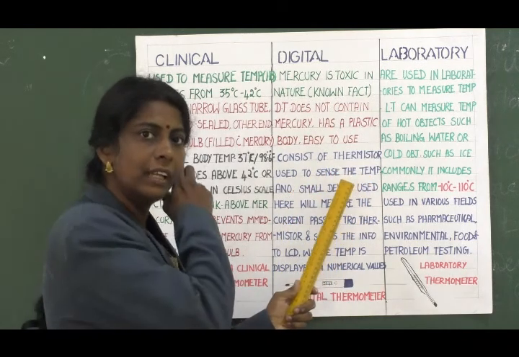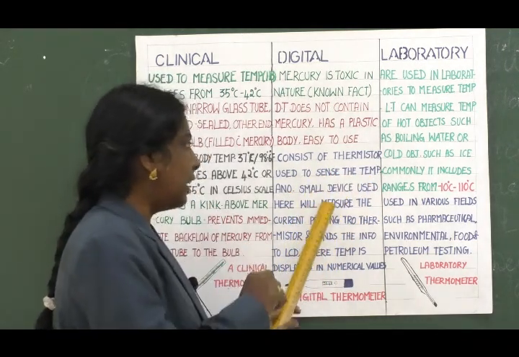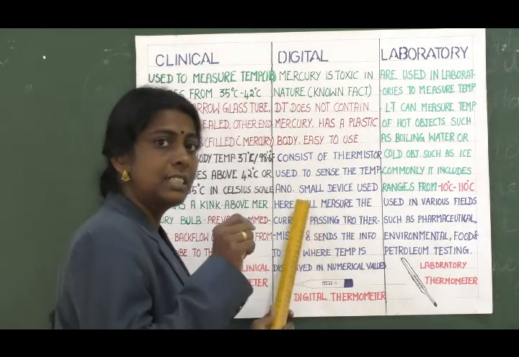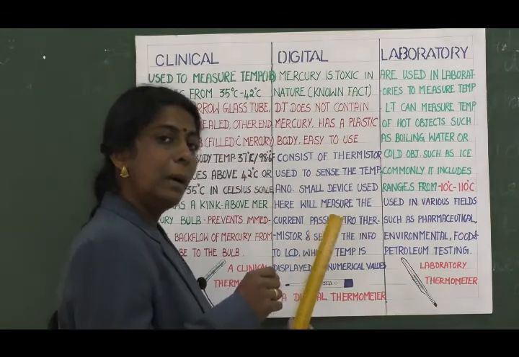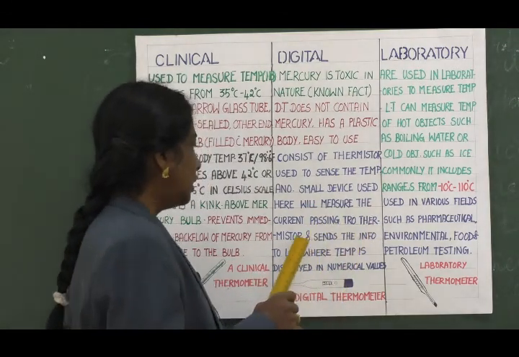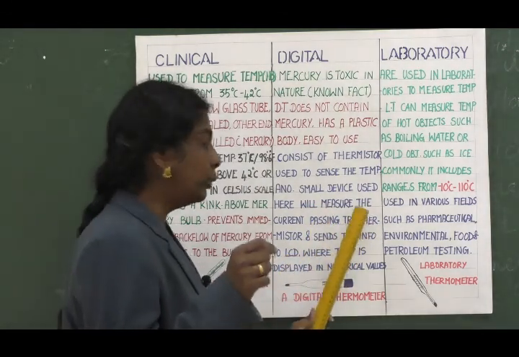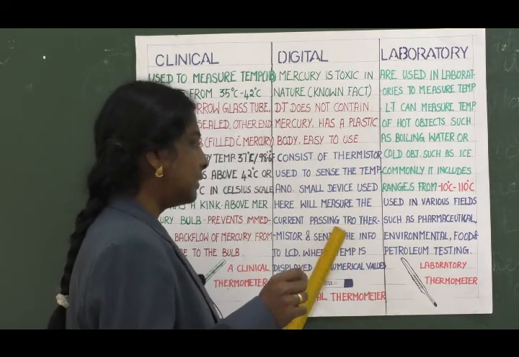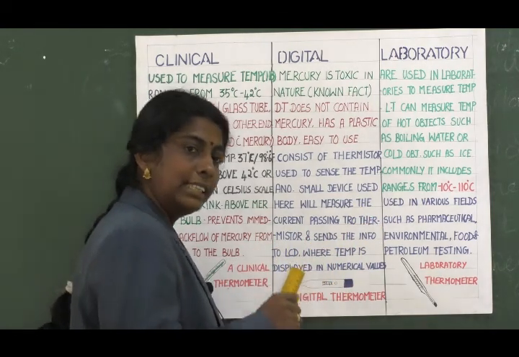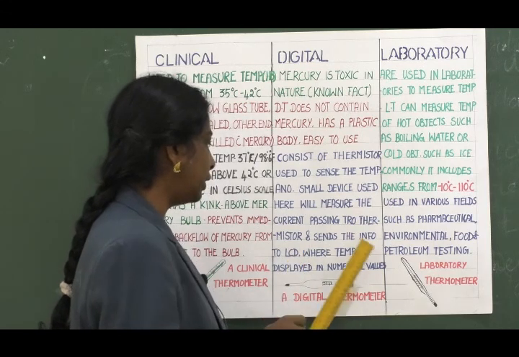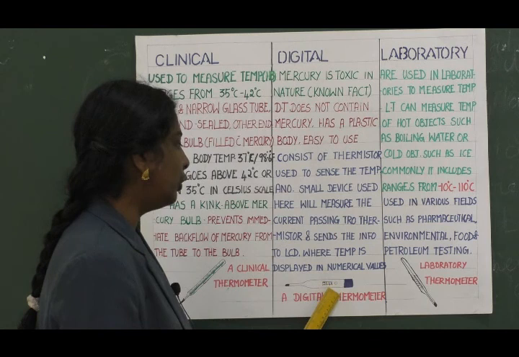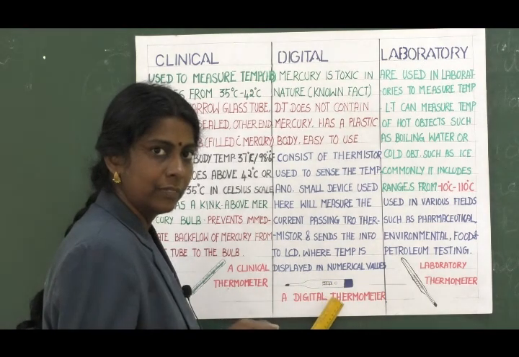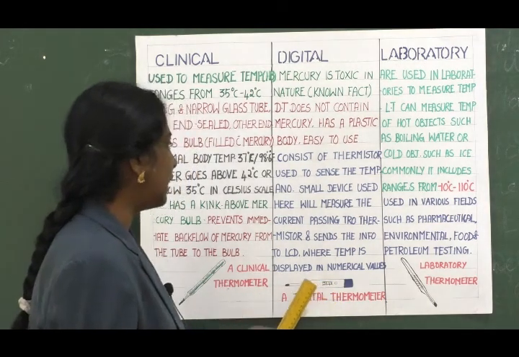The temperature. And another small device is used here that will measure the current passing through the thermistor and sends the information to the LCD, where the temperature is displayed in numerical values. Can you understand? I repeat once again.